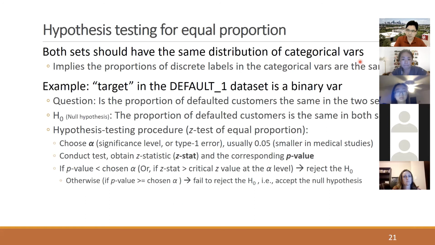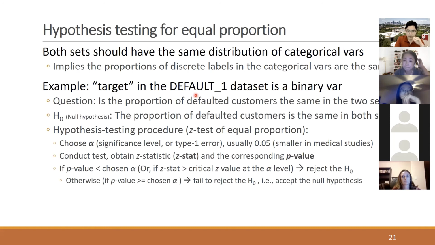For example, gender. A binary variable will be a special case of categorical. You can have multi-class categorical variables such as marital status or income category, etc. And now we use target. Target is a binary variable here, so it's another example for use.